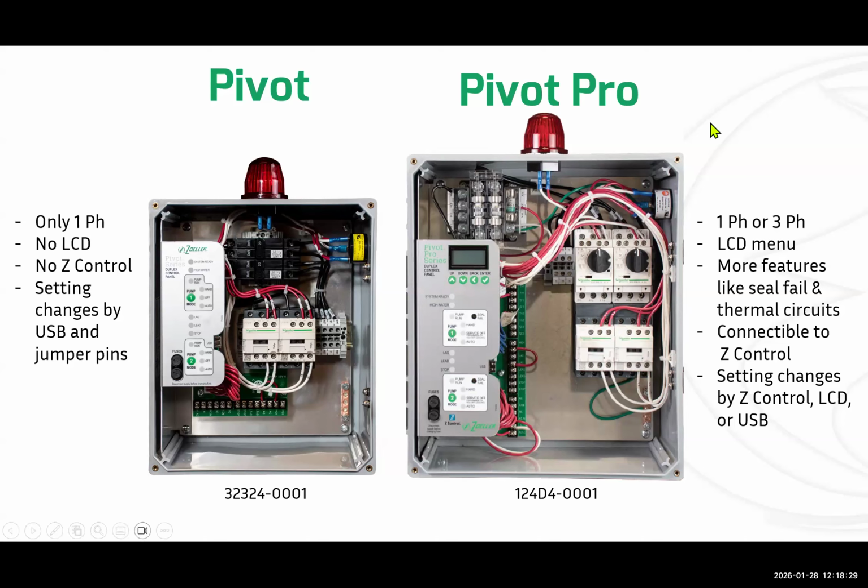So the Pivot Pro, by comparison, is a more functional panel. It's designed more for a little more commercial type duty. It is available in both single and three phase. There is the LCD screen here that I alluded to before, and that LCD screen tells you a lot. It tells you the different alarm conditions that occur.